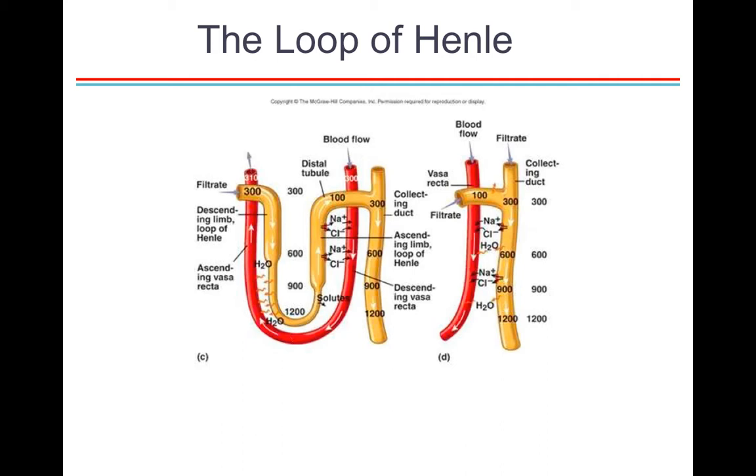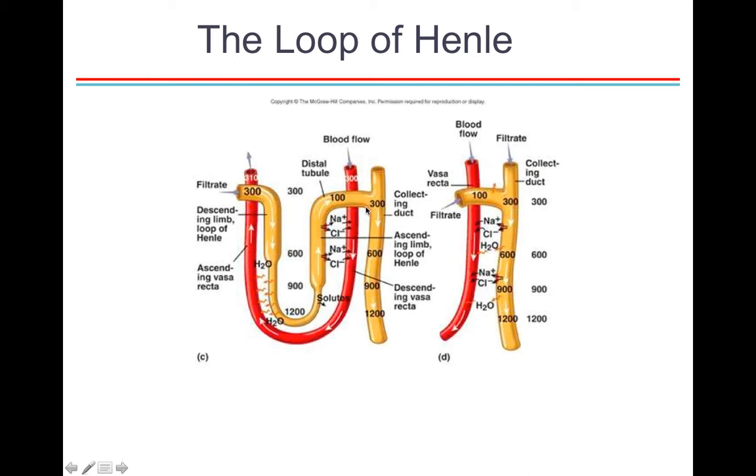So the vasa recta is really important because it provides nutrients and then takes waste products from the cells that are in this part of the kidney. And for the blood vessel to work properly, it needs to be at the same osmolality as the loop of Henle.